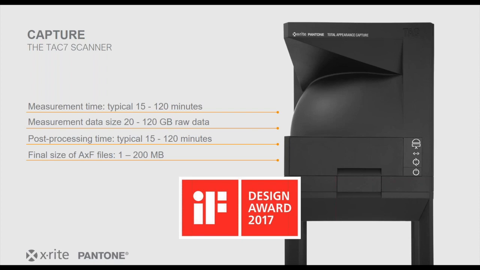And then the measurement data size is anywhere from 200 to 120 gigabytes of raw data. That gets processed down into a much smaller file, the AxF file, from 1 to 200 megabytes. That's 1,000 times smaller than the actual raw data. But what you're looking at here are essentially a set of texture maps. And so the specific size of those is governed mostly by how big of a measurement, how big of a sample file that you're measuring.